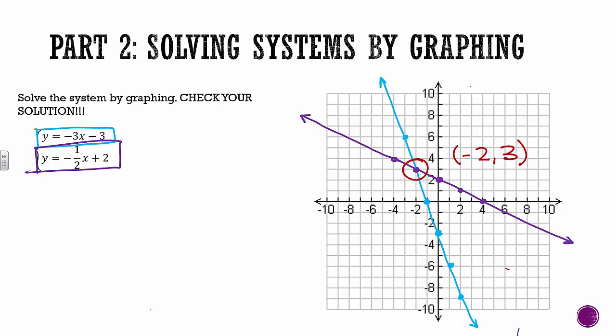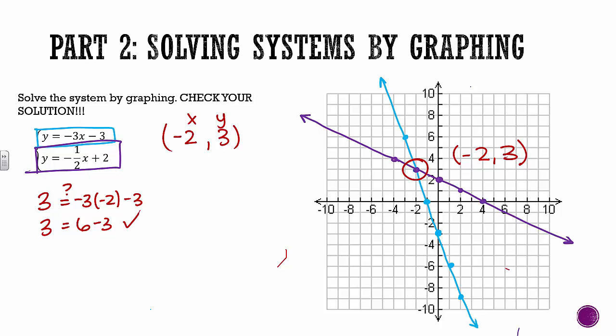That means that this solution should work in both equations. And that means if I plug in x equals negative 2 and y equals 3, it should work for both. So plug it in and check. When I plug this into the first one, I want to know if 3 is equal to 6 minus 3. And it definitely is.